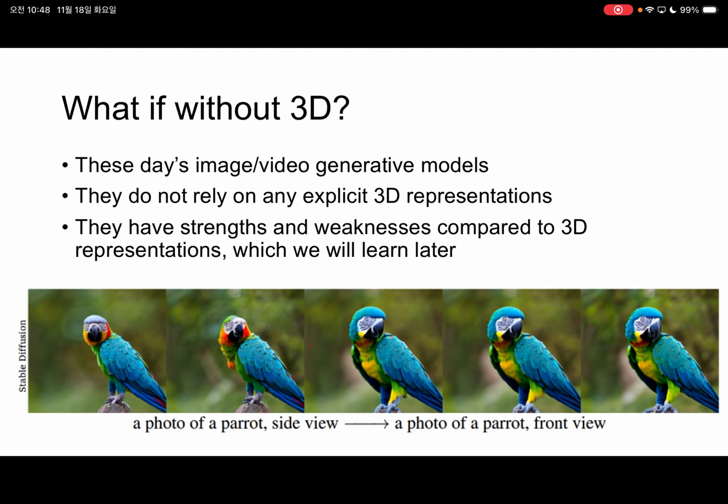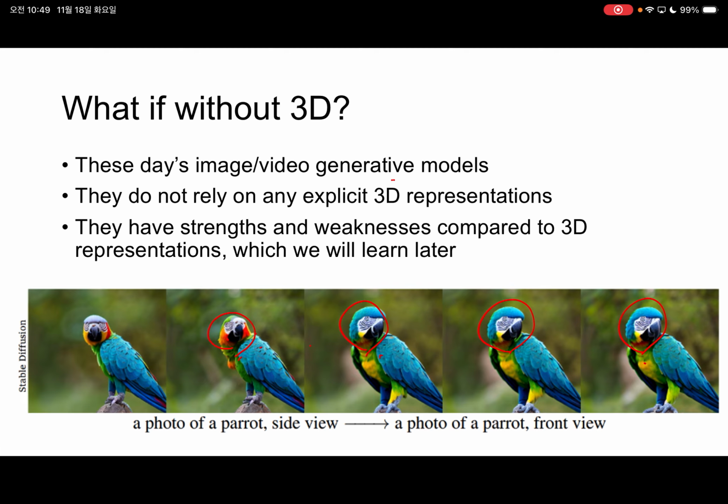So image and video generative models do not rely on an explicit 3D representation. We just give a text prompt, and then it understands what it means and produces the corresponding pixels, images, or videos, right? But they have strengths and weaknesses. If you simply change the viewpoint, this bird should have the same appearance, right? But as you can see, the color of this head changes. We can't say they are the same bird. So that means such image and video generative models lack view consistency.